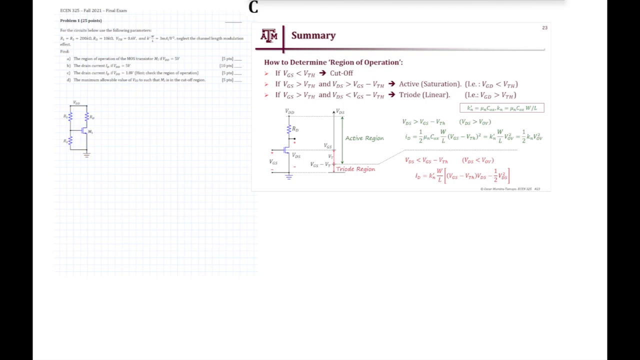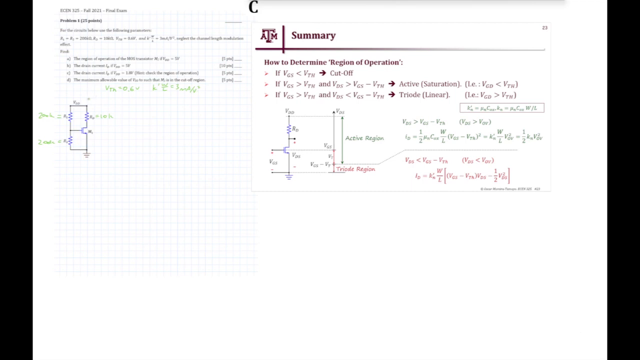Howdy. In today's video, we will be doing DC analysis on two MOSFET transistor circuits. The first circuit we will be solving is shown on the left, where we have R1 is equal to R2 is equal to 200 kiloohms, RD is equal to 10 kiloohms, VTH is equal to 0.6 volts, and K prime W over L is equal to 3 milliamps per volt squared.